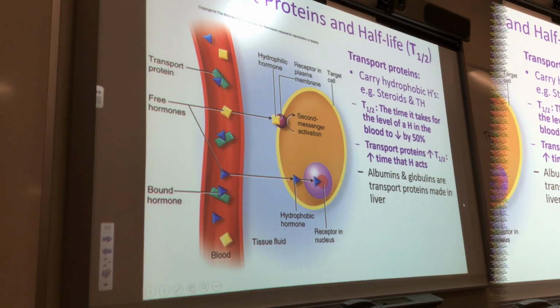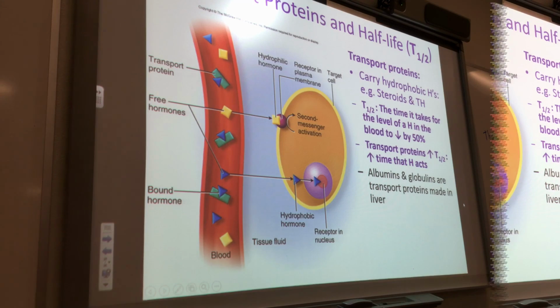So, just a little bit more detail on the transport proteins. Transport proteins allow the hormone to have a half-life. Who's heard of half-life? The half-life just means the time it takes for the level of a hormone in the blood to decrease by 50%. So if you're a hormone and you have a half-life of an hour, then in 1 hour, 50% of you will be gone.